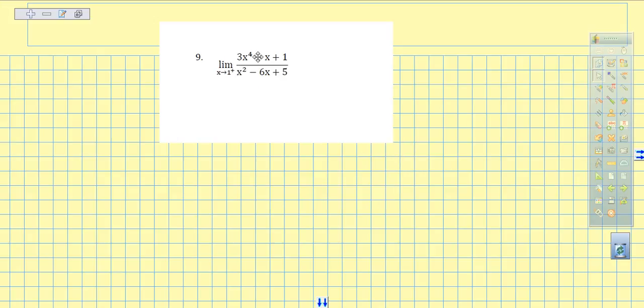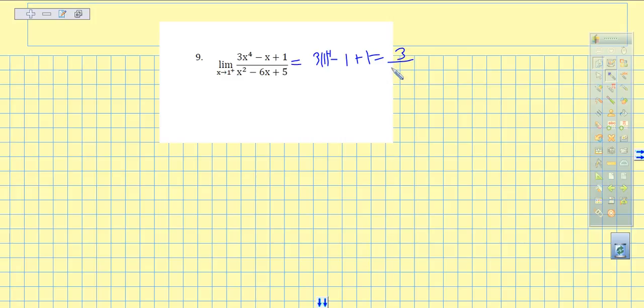Let's take a look at number 9 here. This is a limit problem, and it's not a limit as x approaches infinity, so we can't use our little shortcut, but you can directly plug in 1. If you plug in 1, you get 1 to the 4th times 3 minus 1 plus 1, so we get a positive 3 on top.